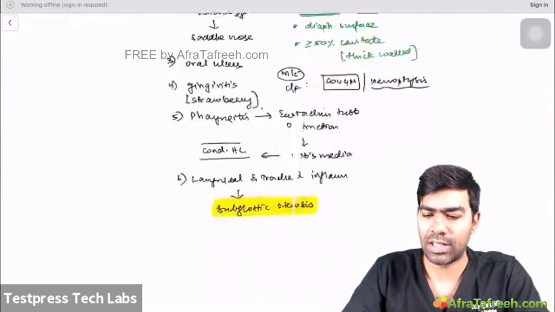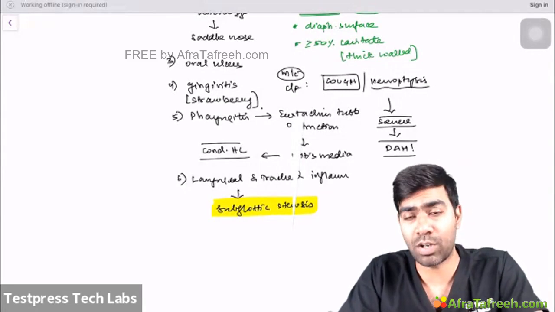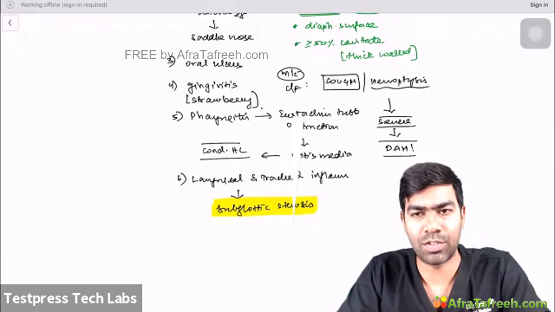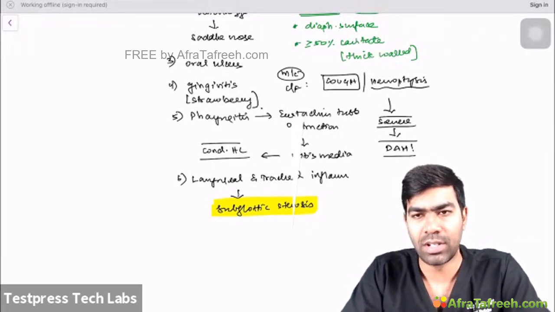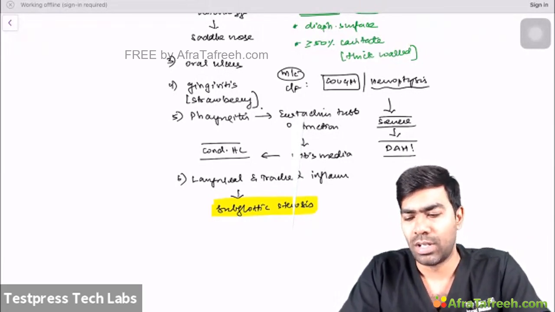Rarely, in extremely severe cases, they can even progress towards something called a diffuse alveolar hemorrhage, DAH. One of the important causes of diffuse alveolar hemorrhage is vasculitis. Even SLE can cause diffuse alveolar hemorrhage, but if it's a severe vasculitis, you can end up getting something called a diffuse alveolar hemorrhage.